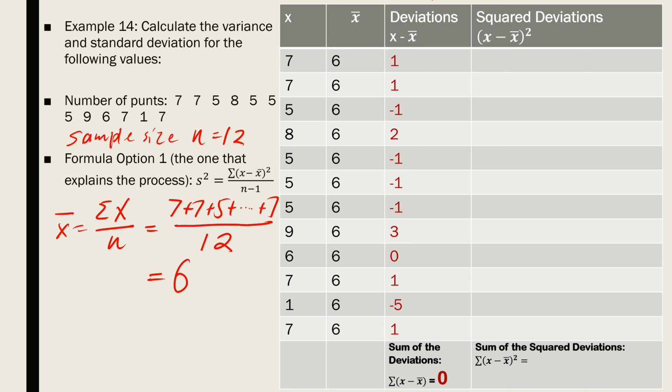Then we are going to calculate the deviations. The 1 here just equals 7 subtract 6, and so on and so forth.